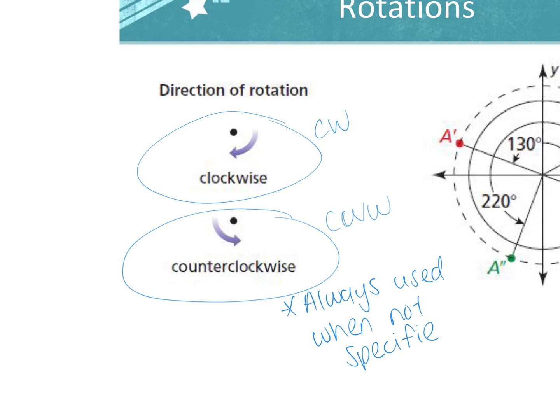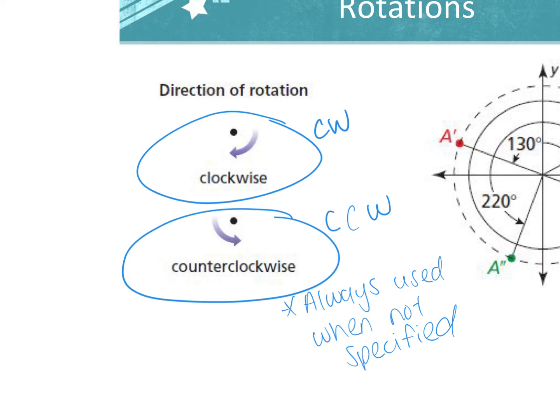Wait, did I put CWW? Whoops. That should be CCW. CCW, excuse me. Let me erase that. CCW for counterclockwise. You guys understand that, right? The CC stands for counterclock, and then the W is for wise. So counterclockwise. Okay, questions so far? This is new stuff. Even my algebra peeps that I had last year, we have not seen this before, okay? So it's going to be a little bit foreign.